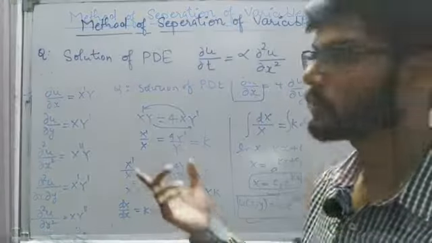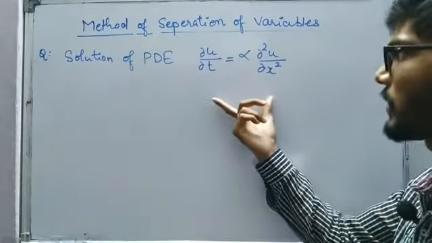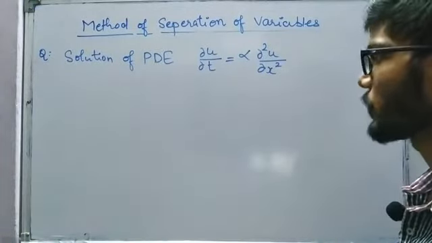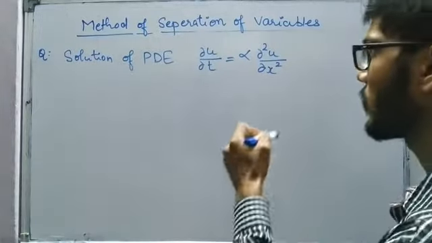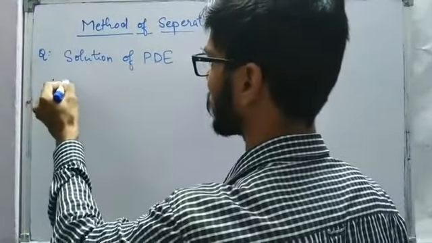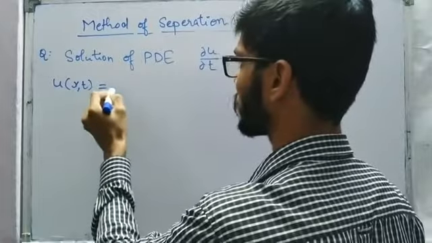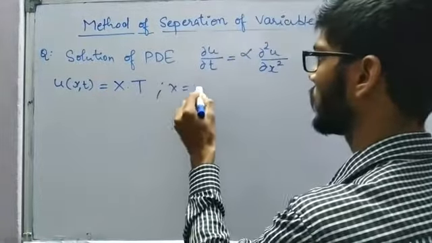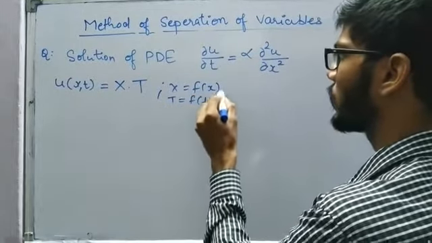And now the second problem is we have to calculate the solution of the partial differential equation, and it is given as ∂u/∂t = α ∂²u/∂x². So now here, instead of x and y, we have the variables t and small x. While assuming the solution u(x, t), we are going to assume it as capital X into capital T, where capital X will be the function of small x and capital T will be the function of small t.